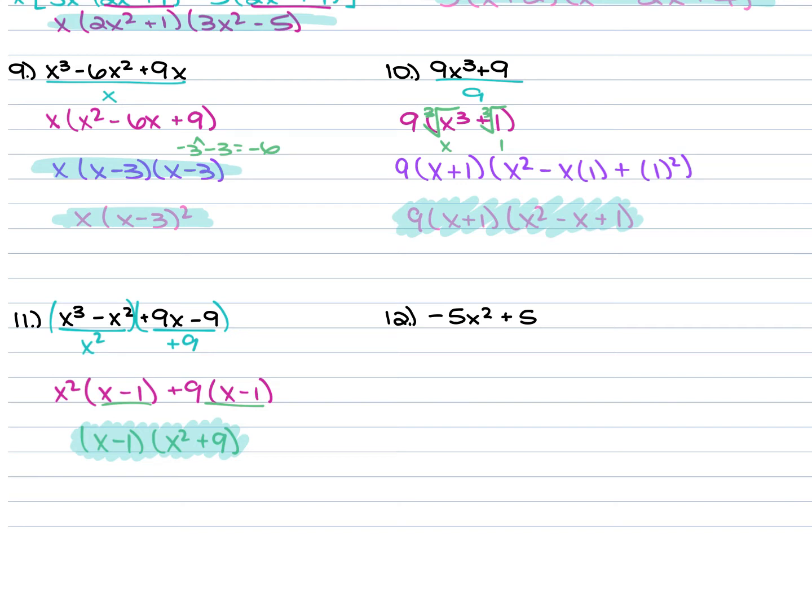For number 12, you have negative 5x squared plus 5. Your greatest common factor for this one is not just the 5, but the negative 5, since your first term is negative. So factor out that negative 5. You're left with negative 5 times x squared minus 1. That x squared minus 1 is a difference of squares. So you're going to factor that further to be negative 5 times x minus 1 times x plus 1.